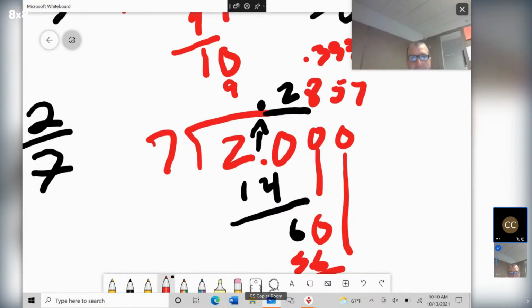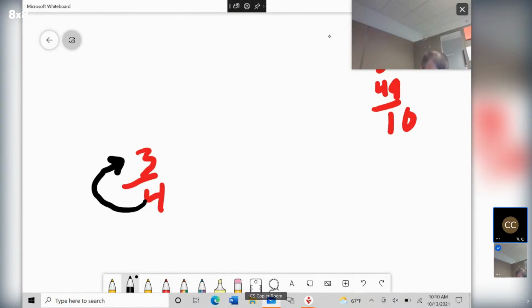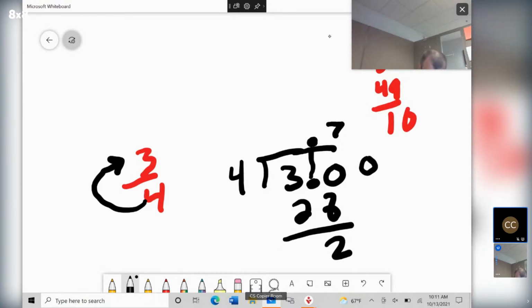Let's do one more. We'll do another easy one here just so you guys get the hang of this. Okay, let's do 3 over 4. Once again, we're going to divide the 4 into the 3. So 4 into 3. Put that decimal, add a 0, bring that decimal up. 4 goes into 30 7 times. 7 times 4 is 28. 2, we want to bring a 0 down. 4 goes into 20 5 times. So it's 0.75.